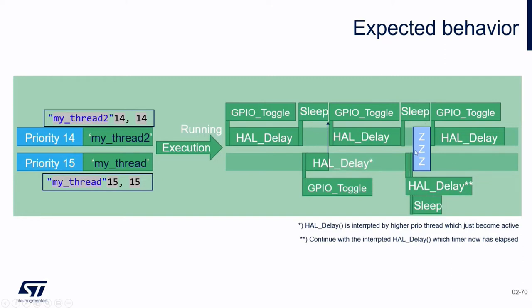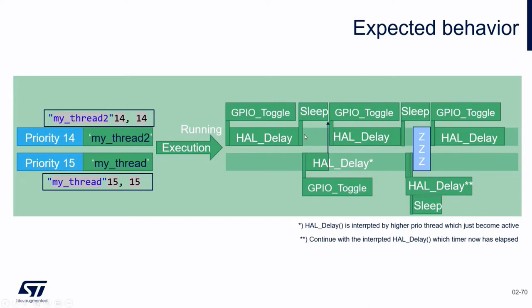What happens here is very interesting. So let's see it together. Actually, we are restarting from L delay and we move to sleep because the L delay timer reference keeps on going even while the priority 14 thread is in execution. So this results in a quick pass through the priority 15 thread and a new context switch to my thread 2 with priority 14. So this is what we expect, and let's see if the expected behavior is mirrored in the actual TraceX view.